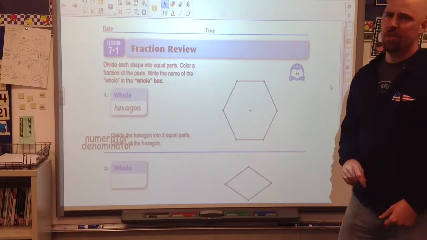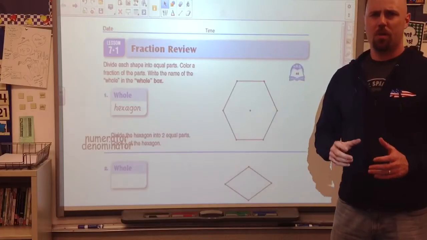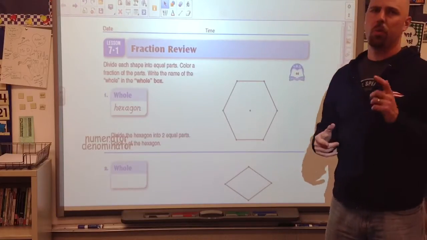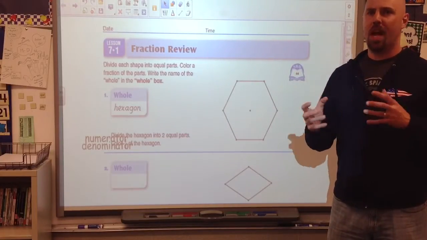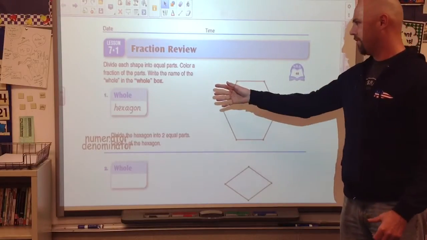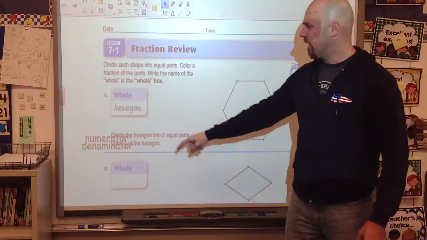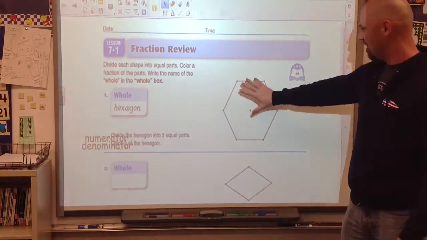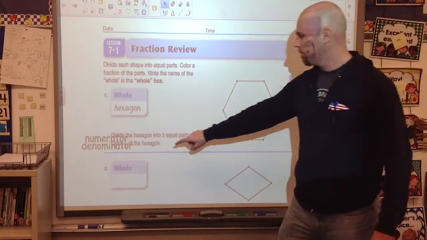Now the first thing I tell the students is, every time we do fractions, we have to establish what the one whole is. Because I don't know what the half is until I know what the whole is. And you're going to see what I'm talking about in a second. So in this first question, they tell us the whole is going to be the hexagon. So this thing is one whole piece.